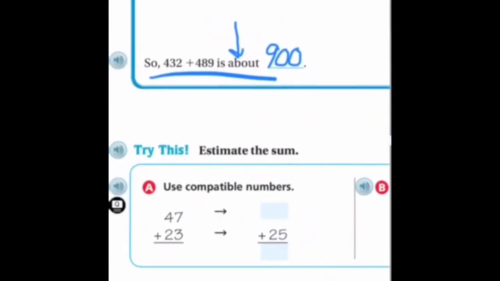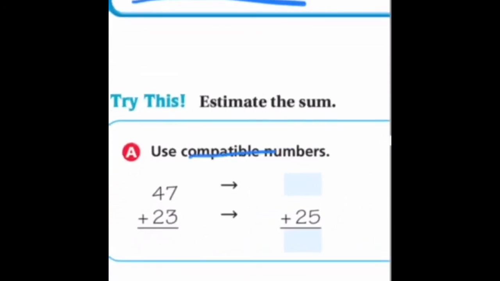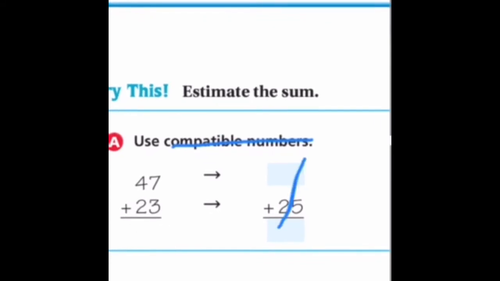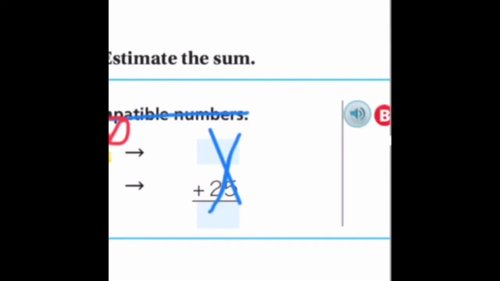Try this. Estimate the sum. Using compatible numbers, we're not going to do that. We're going to just round. So I'm going to cross this off. 47, I'm going to round that to the nearest 10. So I have two choices. I can either count it as 40, or 10 more than that is 50, and 47 is closer to 50. So that becomes the number I'm going to write over here, 50.